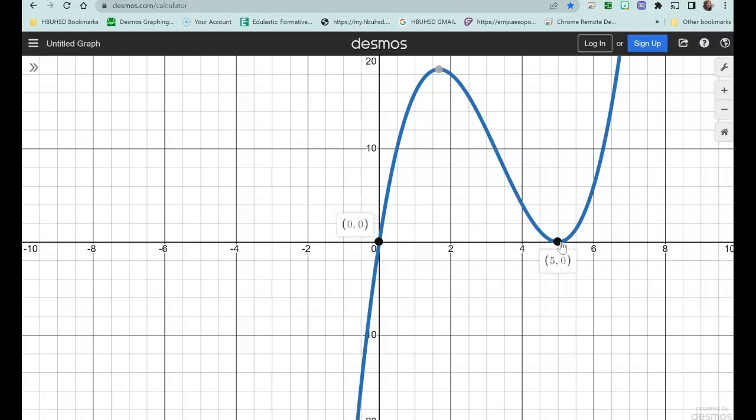But at zero, can you see it runs right through it? So when it repeats itself, can you see it's bouncing off? So when it's an even repeating, even multiplicity, it's bouncing off the x-axis. But when it doesn't repeat, like the 5, it runs right through it. What's the maximum value on the top? About 1 point what?